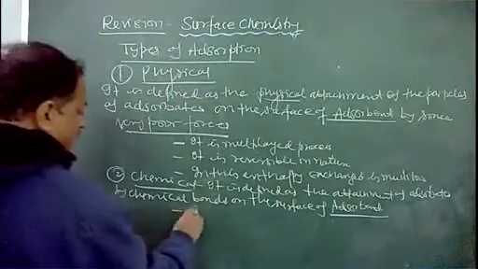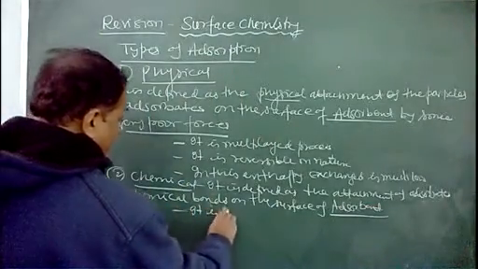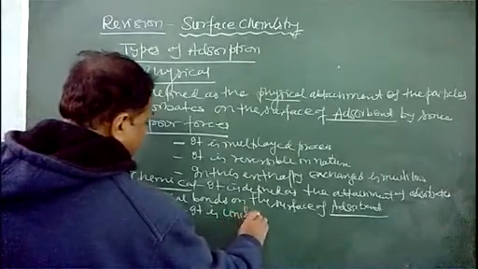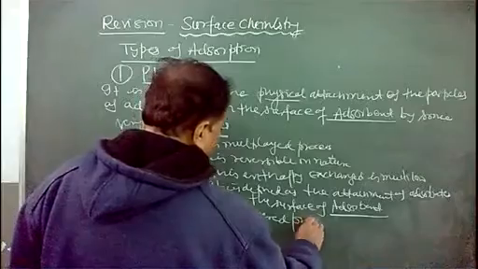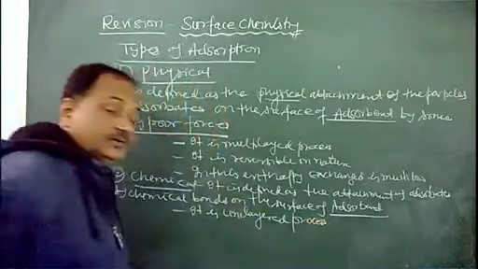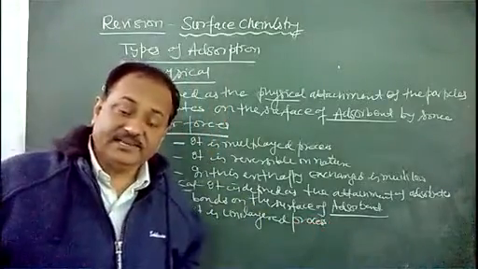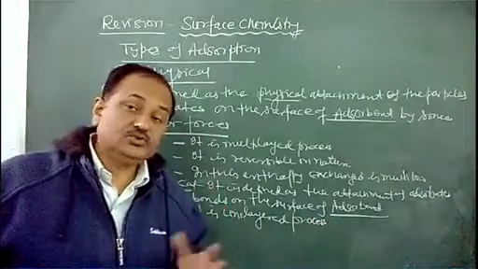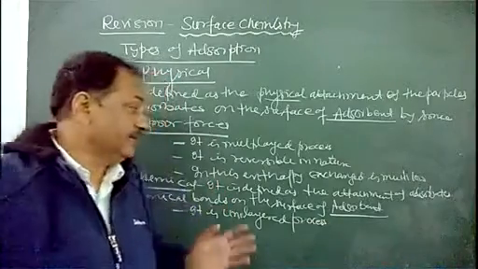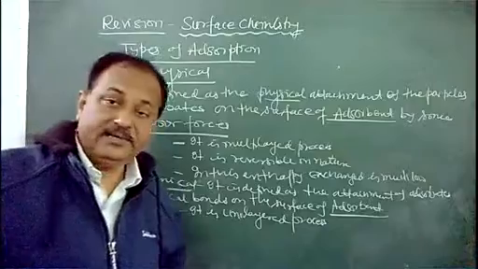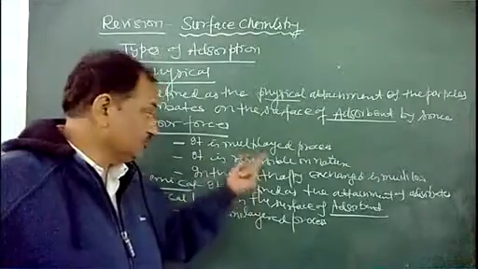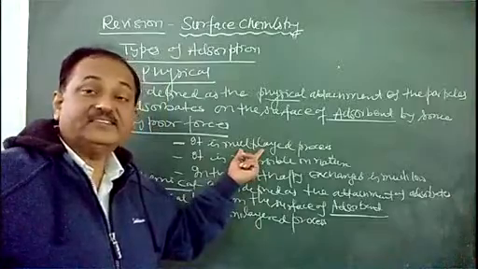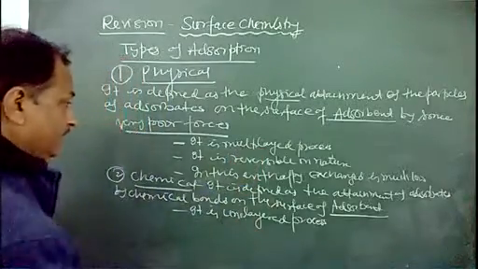Now the features: it is unilayered. It is a unilayered process. Why is it unilayered? Because there is a chemical reaction, children, and if a chemical reaction has taken place, there will not be any question of another layer being present on the surface, as it is a chemical change. So unlike physical adsorption, which is multilayered, this is unilayered.